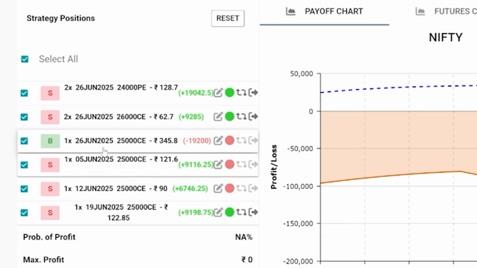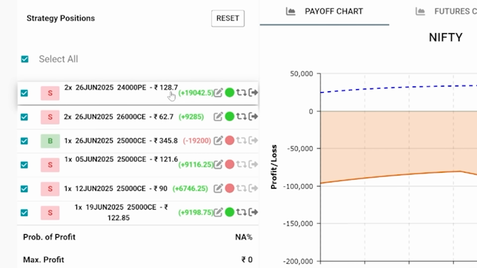If you look here, in the first trade which I've taken, I bought the call for 345 and I sold the call for only 120. So 345 minus 120, there is about 225 rupees debit. So what I did, I sold 2 puts and 2 calls, collecting more than 225 rupees. I think it's about 350 rupees. Because anyway, I thought markets are going to trade between 24,000 and 26,000.